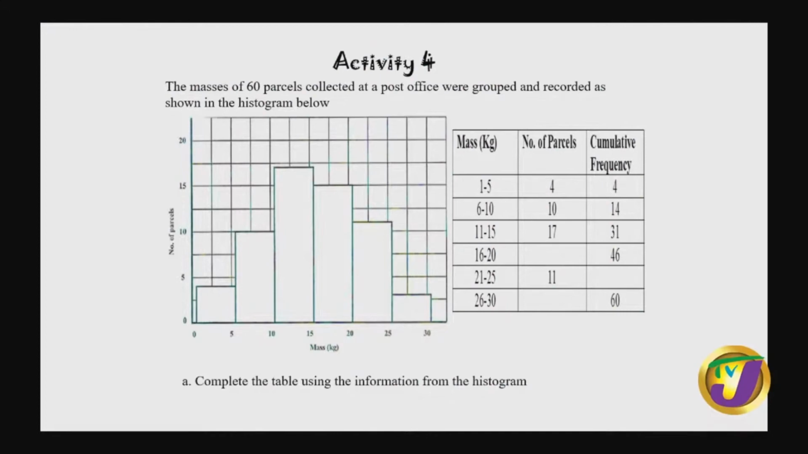So 4 plus 10 gave us 14. 14 plus 17 gave us 31. Now we know that 31 plus something gives us 46. What can I add to 31 to get 46? It has to be 15.